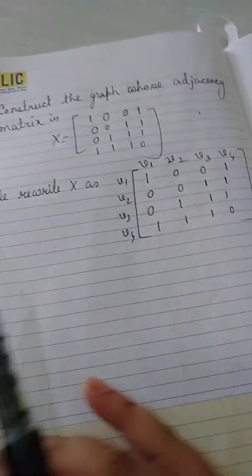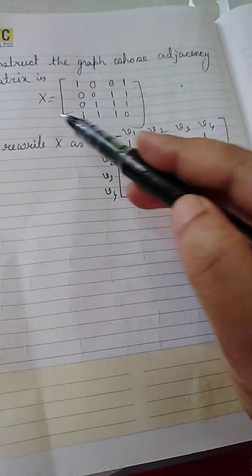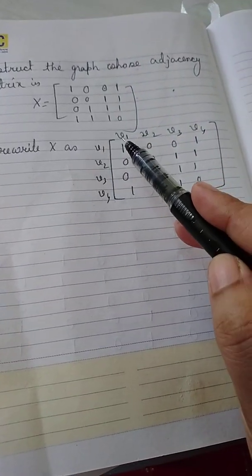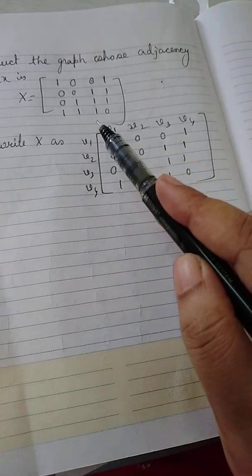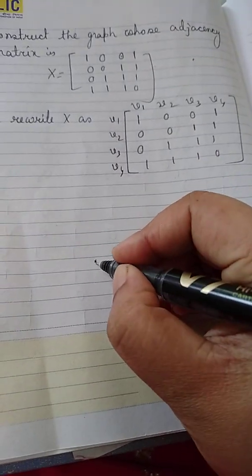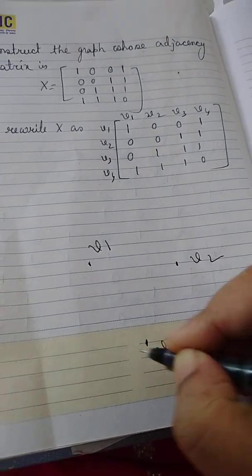Next, this is one question given. Construct the graph whose adjacency matrix is this one. This is the matrix given. First we rewrite this matrix, here we are writing V1, V2, V3, V4 row wise. In row we are writing the vertices. In column also we are writing the vertices. Now we have to draw the figure. So V1, V2, V3, V4.